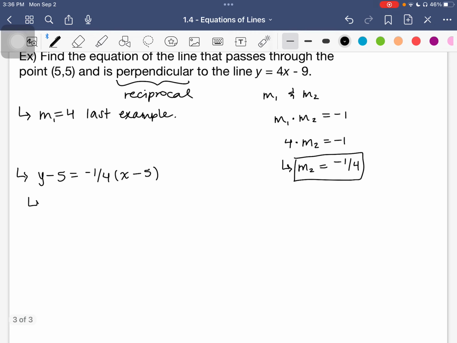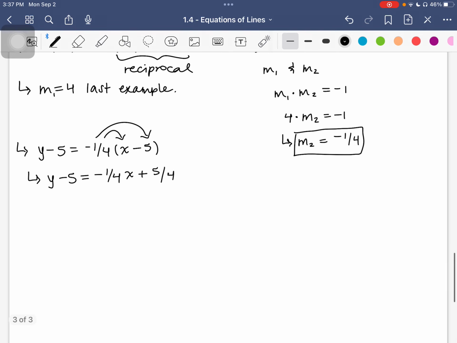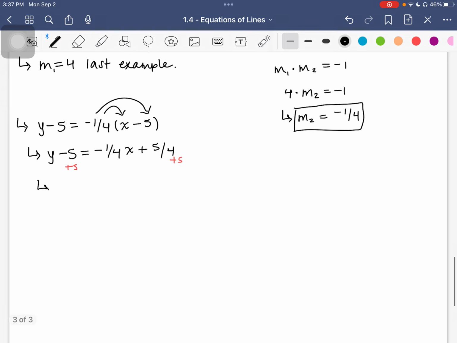All right, so then we get y minus 5 is equal to, we're going to distribute this -1/4 to each term here. So we get -1/4 x plus, because we have a negative times a negative, 5/4. All right, then we will add 5 to both sides. And we get y is equal to -1/4 x plus 5/4 plus 5.